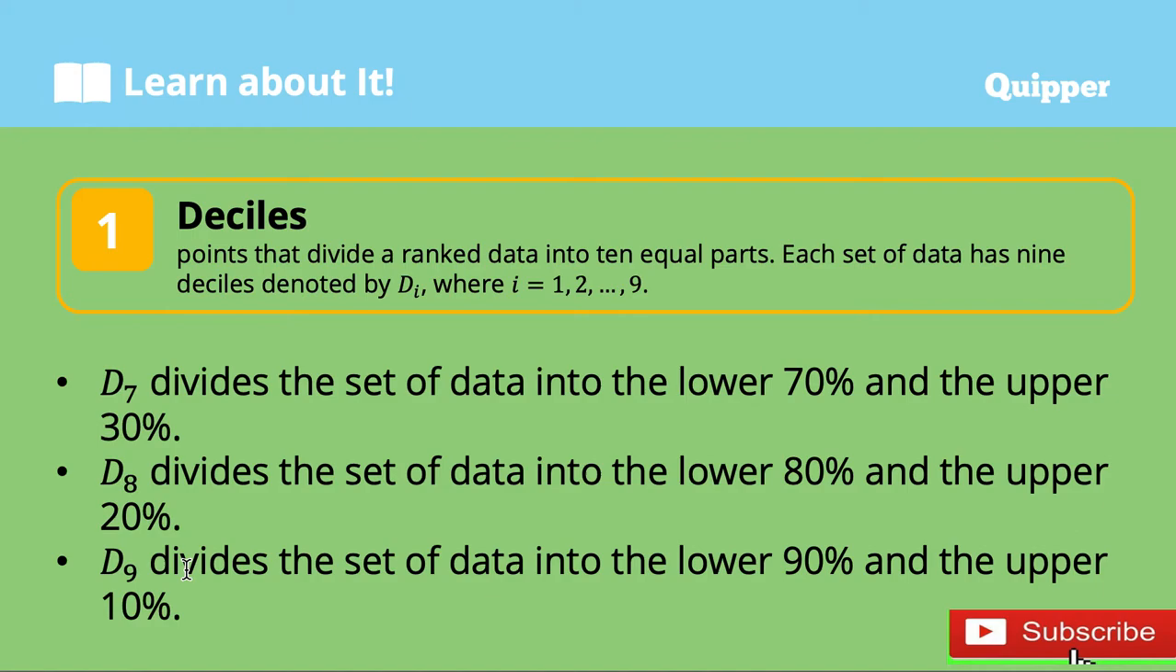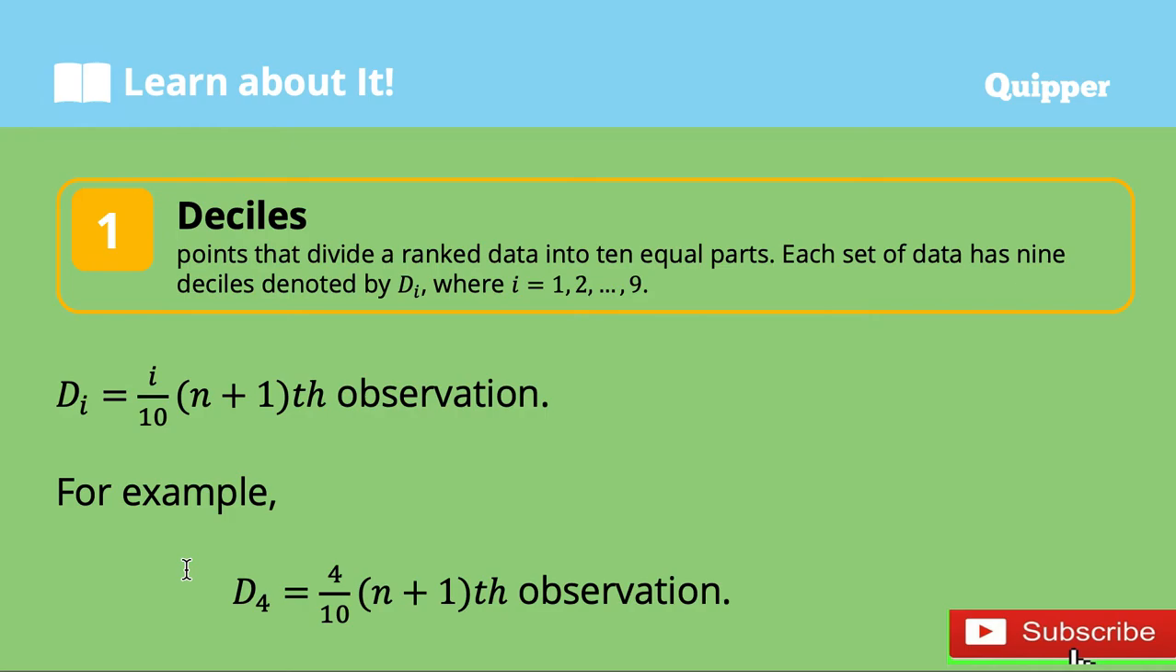Those are the 9 deciles. If there are n observations in a set of data, then the decile d sub i can be found on the i over 10 times the quantity of n plus 1 observation.